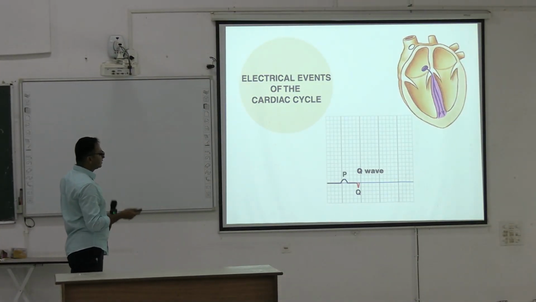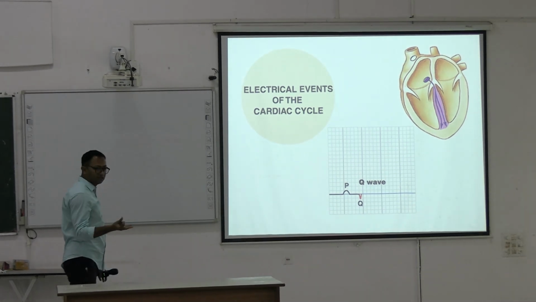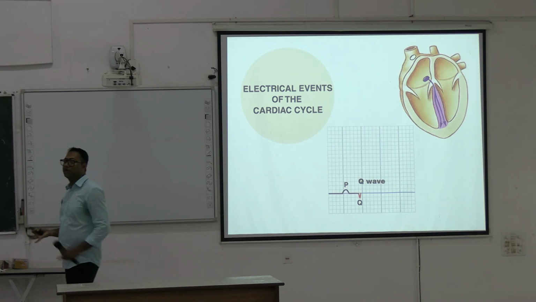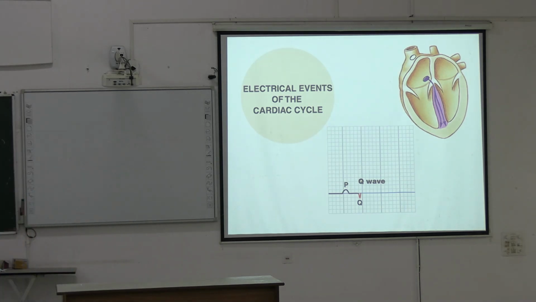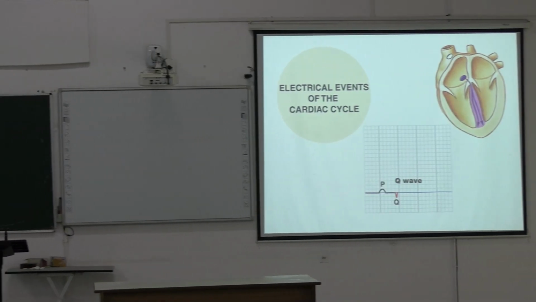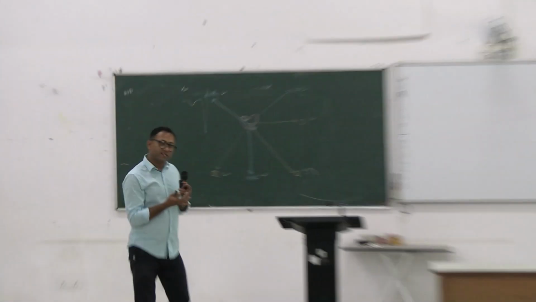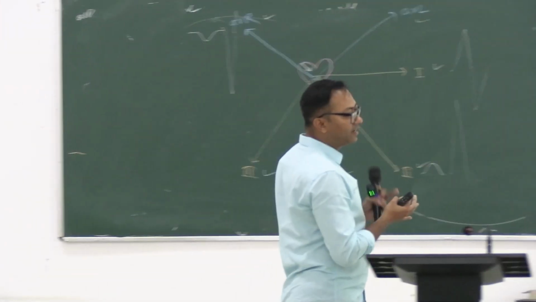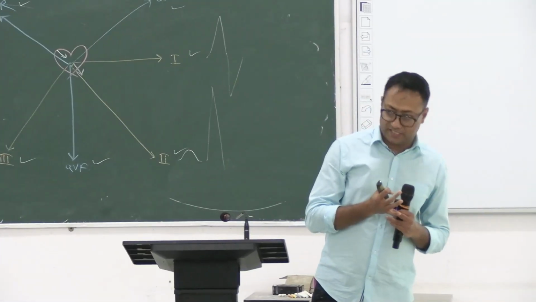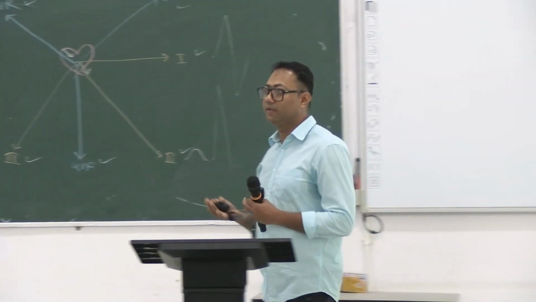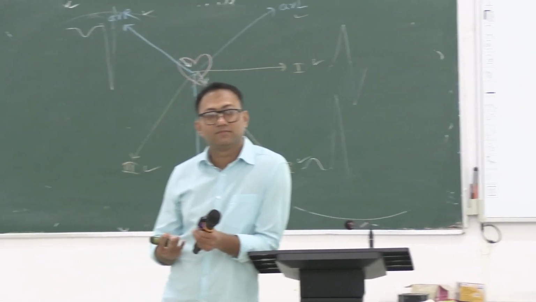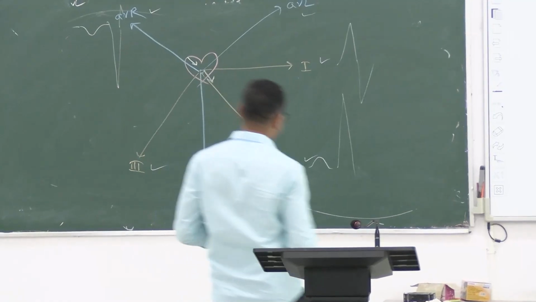Okay, these things are already discussed, the vectors and the resultant waves. So now tell me, P wave is due to atrial depolarization. QRS is due to ventricular depolarization. T wave is due to ventricular repolarization. Now tell me, where is atrial repolarization? Very simple question.